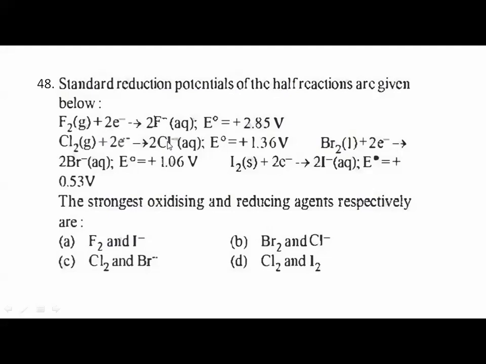Lower the reduction potential, higher will be the reducing power. So where reduction potential is lower, 1.06, iodine it is 0.53. So iodine is the best reducing agent, I minus. Understood. So this is the best reducing agent.